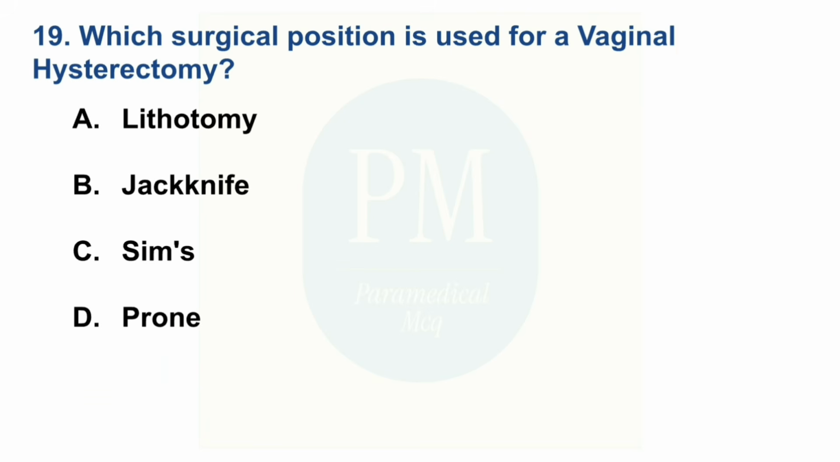Which surgical position is used for a vaginal hysterectomy? Option A, lithotomy. Option B, jackknife. Option C, Sims. Option D, prone. The correct option is option A, lithotomy.